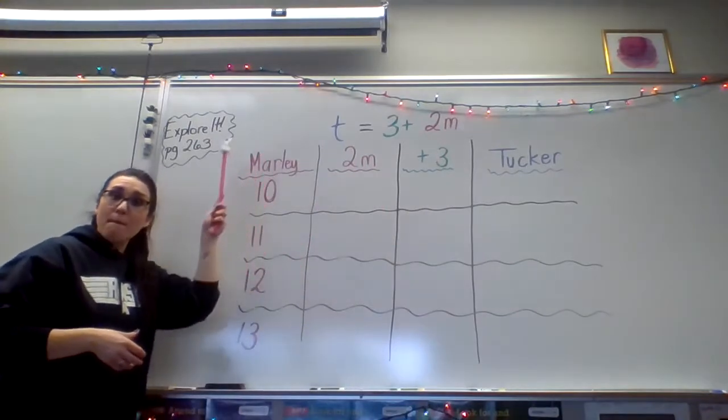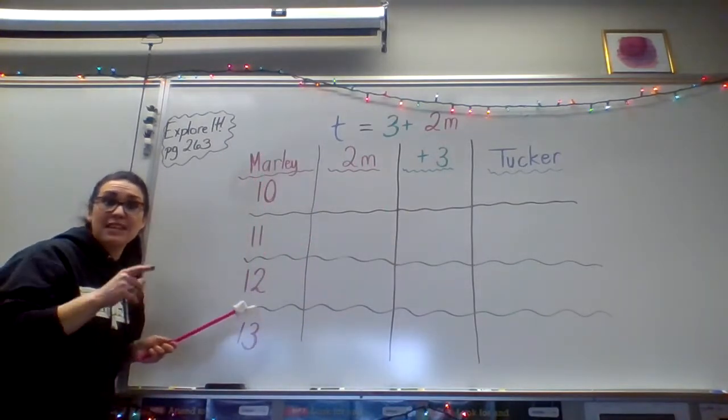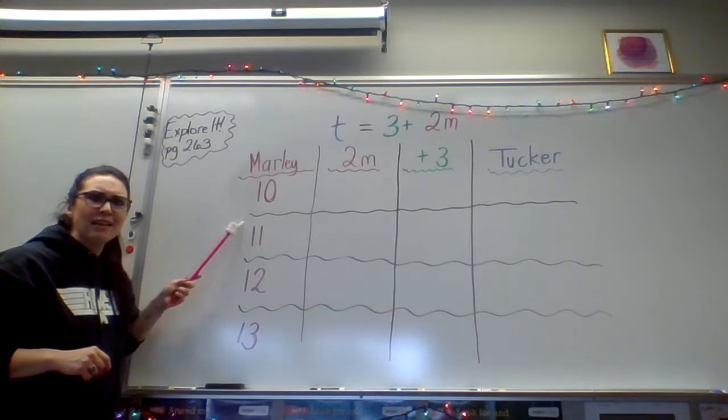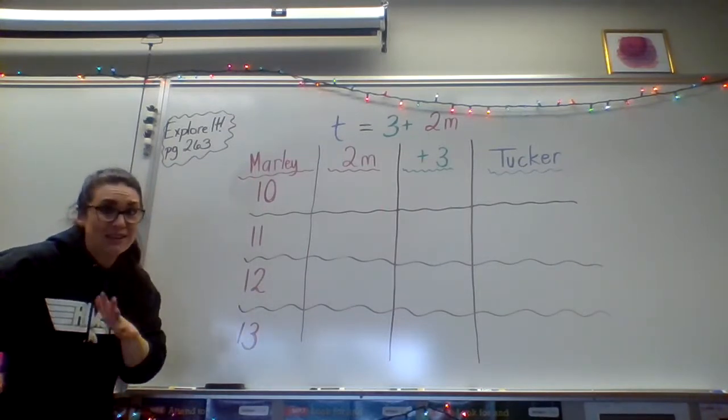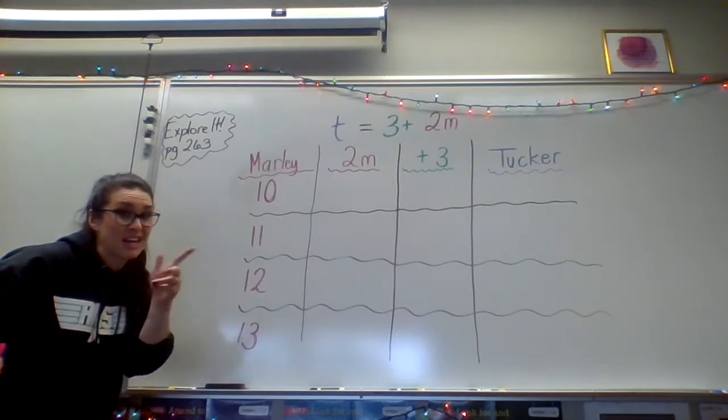Okay, so over here, I have Marley's amounts. Now you're probably wondering, Mrs. Schlecht, where did 10, 11, 12, 13 come from? Right up here in my head. And it's also kind of like in your book, at least in my version of your book. So I don't know, maybe it's there, maybe it's not.